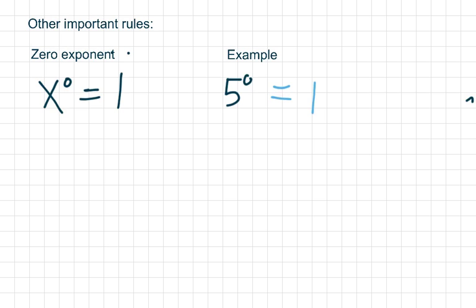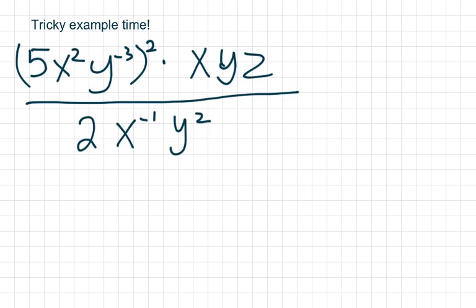Something important to note is that if you have a coefficient on this, so let's say you have 2 times 5 to the 0, because we're following the rules of BEDMAS, you're going to evaluate the exponent first. So that gets you 2 times 1, which is equal to 2. So just don't forget to multiply it by the coefficient. That's very important to remember to do.